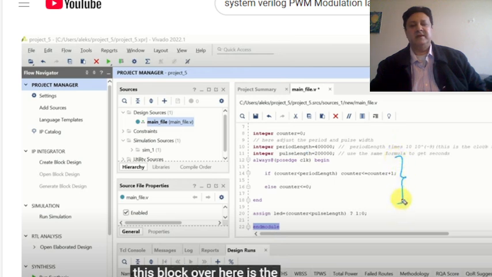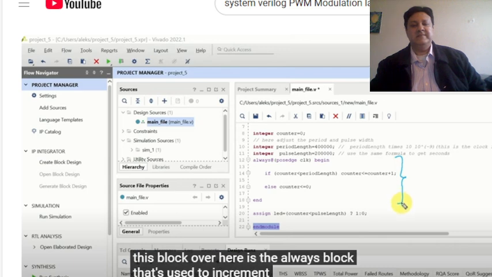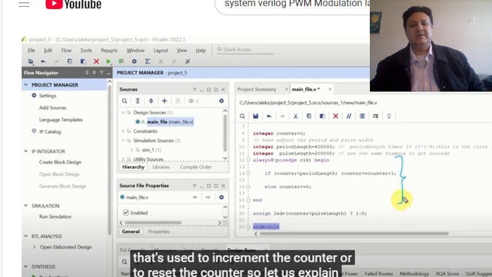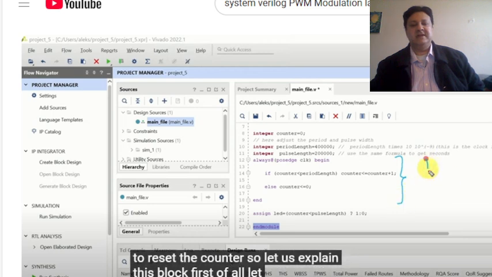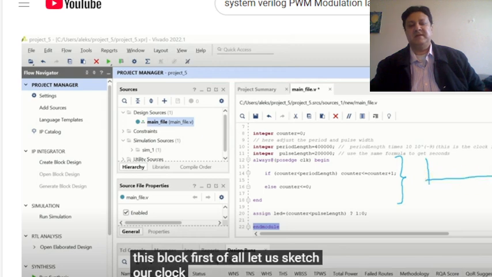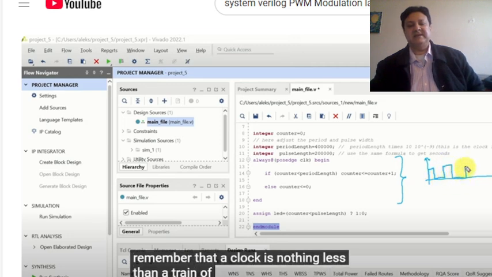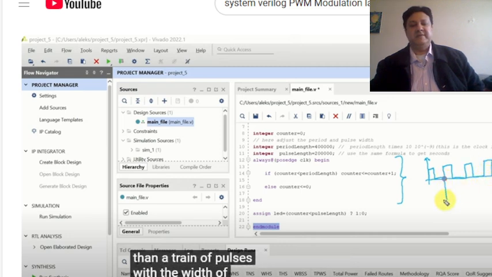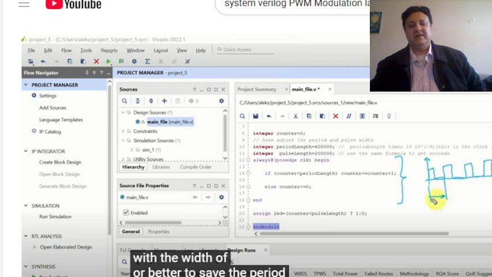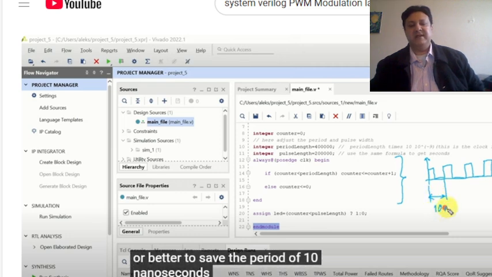This block over here is the always block that is used to increment the counter or to reset the counter. Let us explain this block. First of all, let us sketch our clock. Remember that a clock is nothing less than a train of pulses with a period of 10 nanoseconds.